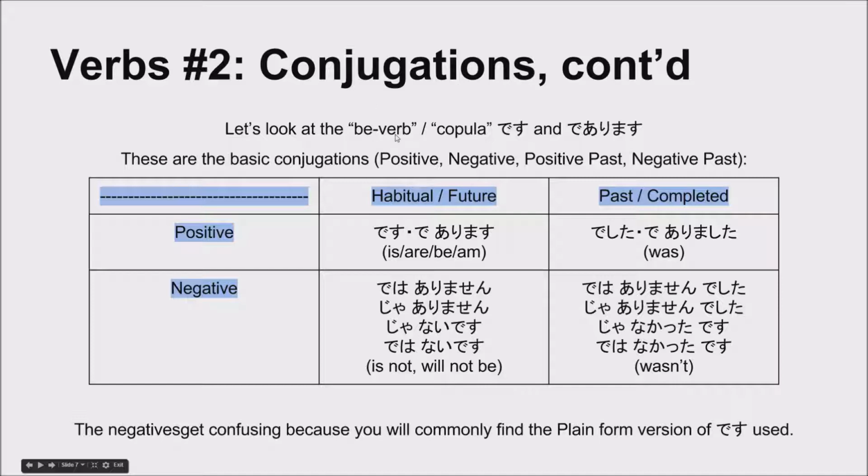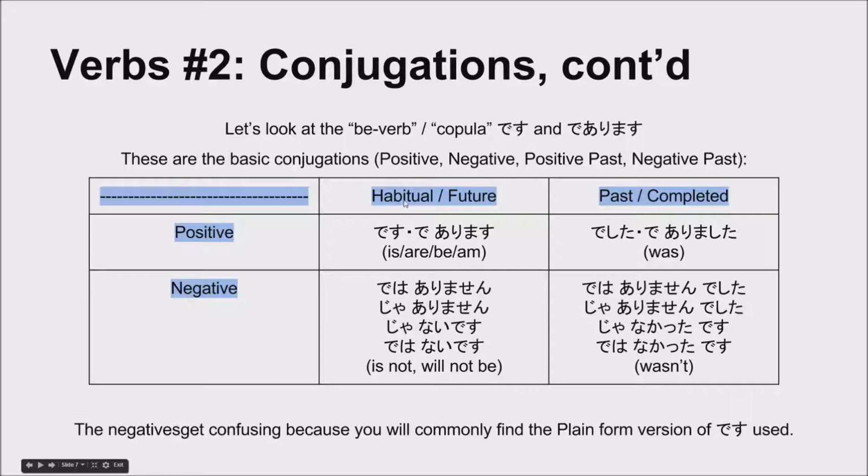Okay, verbs number 2, conjugations, continued. Let's look at the be verbs, the copula. I'm going to call them be verbs or des and arimasen. These are the 4 basic conjugations. We have positive, negative, positive past, and negative past. These are sort of the general 4 that you're going to learn with any language. Maybe not any language, but generally these are the big ones.